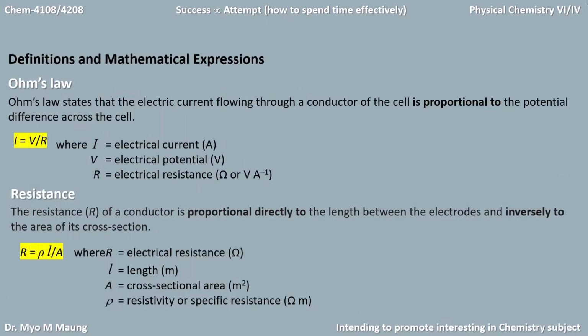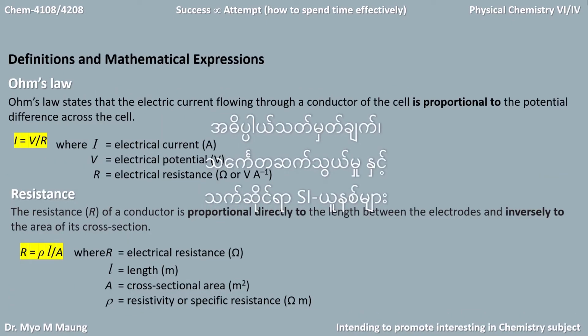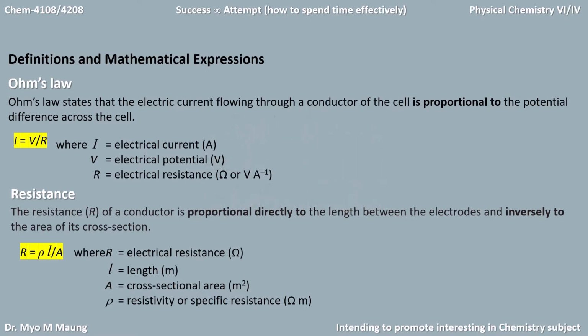Let's move to definitions and mathematical expressions. Ohm's law. Ohm's law states that the electric current flowing through a conductor of the cell is proportional to the potential difference across the cell. In mathematical expression, I equals V by R, where I equals electrical current, ampere, V equals electrical potential, volt, R equals electrical resistance, ohm or volt per ampere.